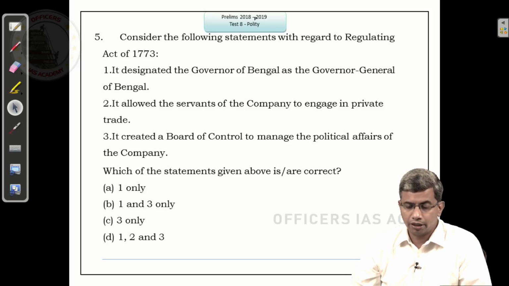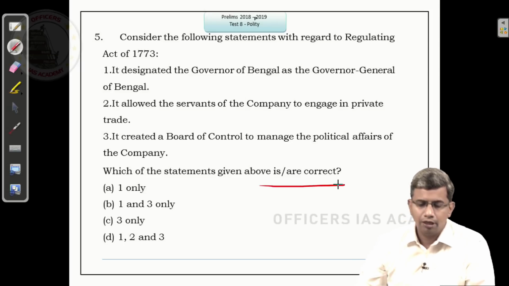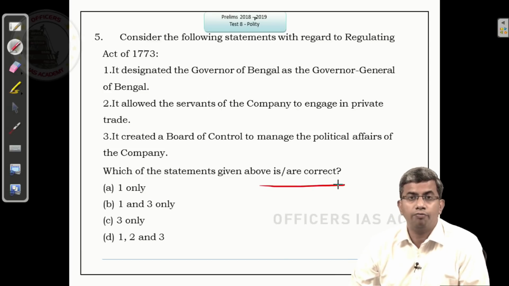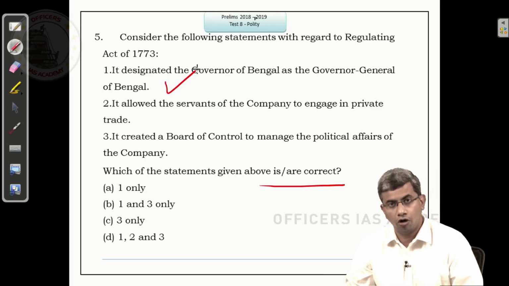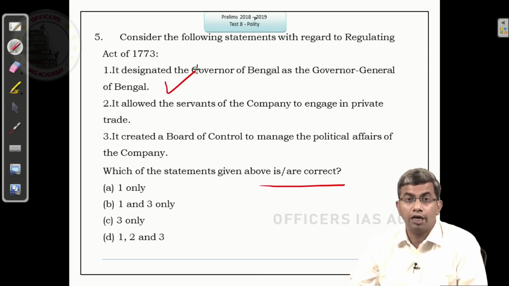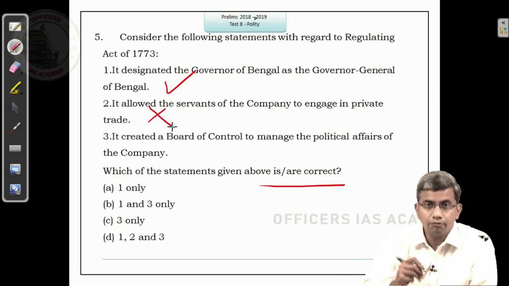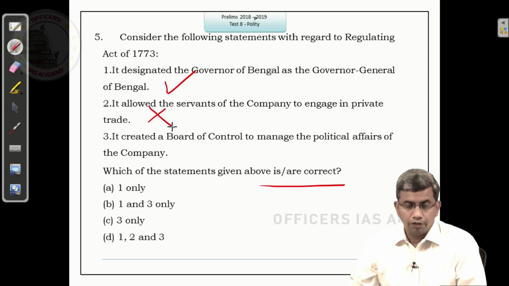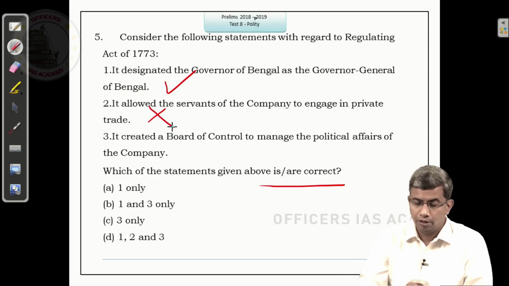Before that, as usual, it is asking for correct statements. It designated the Governor of Bengal as the Governor General of India. This is a correct statement, the Governor General of Bengal, 1773. It allowed the servants of the company to engage in private trade. This is a wrong statement, because the Regulating Act of 1773 prohibited the servants of British East India Company from private trade.